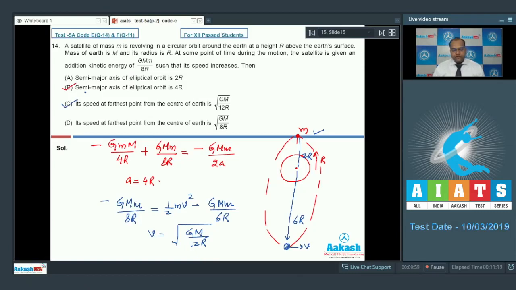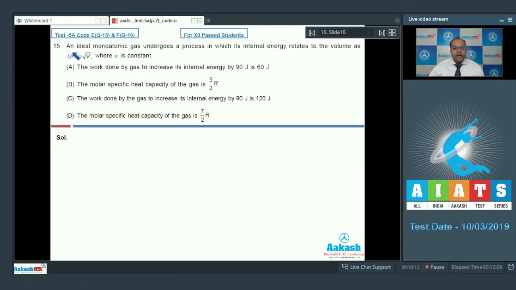Let's move to question number 15. In question number 15, an ideal monatomic gas undergoes a process in which its internal energy relates to the volume as U is equal to alpha into under root V, where alpha is a constant. Then we have to check the validity of the given options. So U is the internal energy, which can be written as n into Cv, that is constant, into T, that is equal to alpha into under root V. So we can say that T is proportional to under root V.